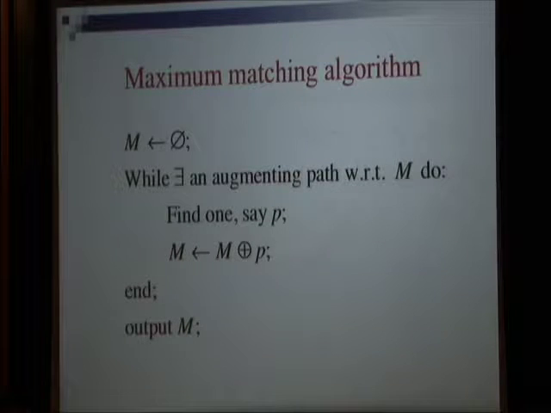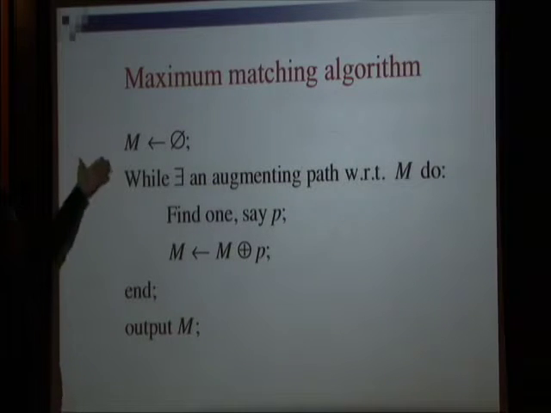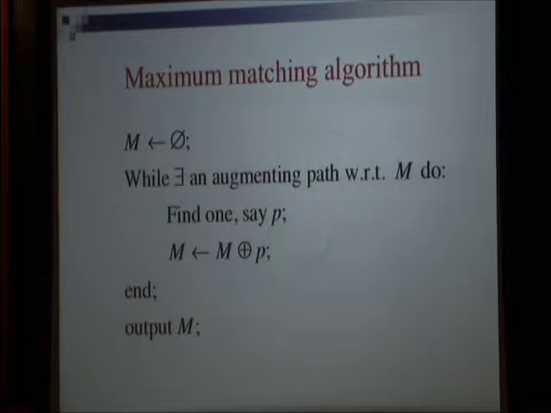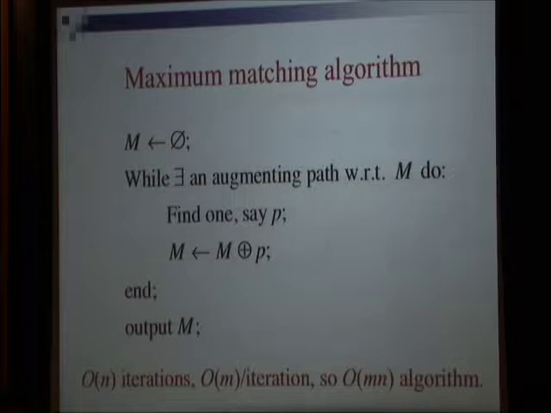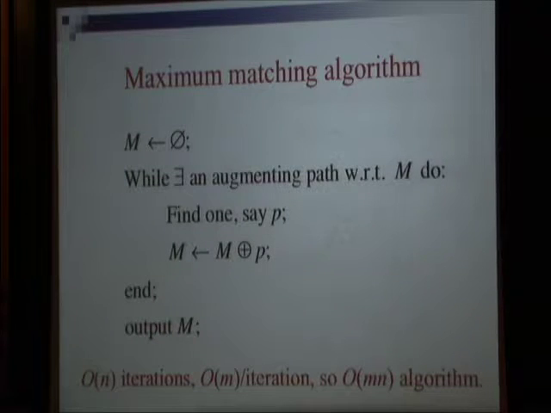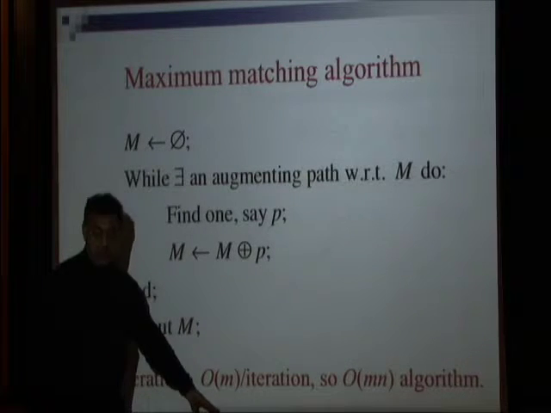Anyway, as I said, I'll assume the basics and move on. So this is the basic schema for finding a maximum matching. Start with the empty matching, find an augmenting path, augment until there are no more augmenting paths, and then it'll be a maximum. And clearly, you'll need order n iterations, order m per iteration, so order mn time. This is for general graphs, right? So the question is, can we improve the running time?